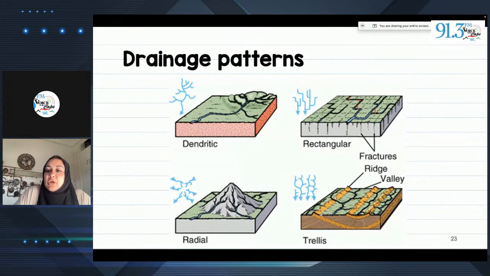The next one would be a trellis, and this is often found along a mountain. So it's found parallel to the mountain. And then the last one is radial. So they flow out of a very steep mountain region.